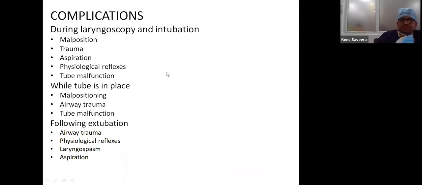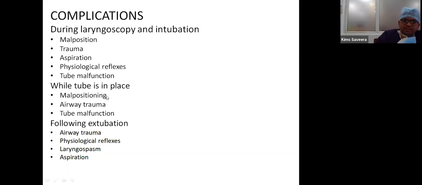And the complications of intubation are malpositioning of the tube, placing the tube into the esophagus, or trauma while handling the laryngoscope, or aspiration, and any physiological reflexes, or malfunctioning of the tube. That's why we should check the cuff and tube before placing it.